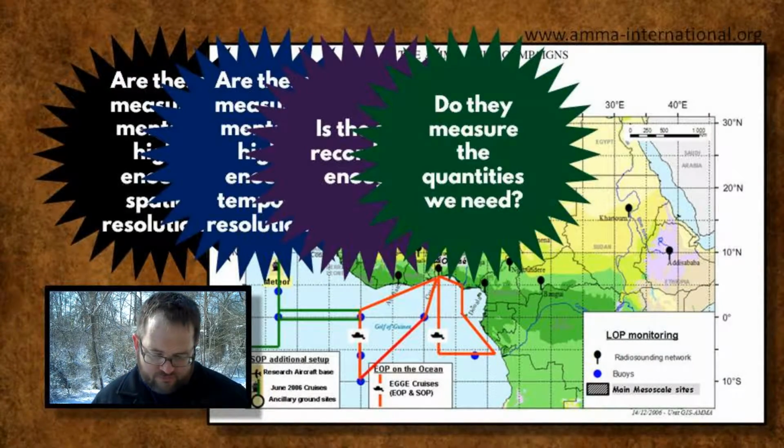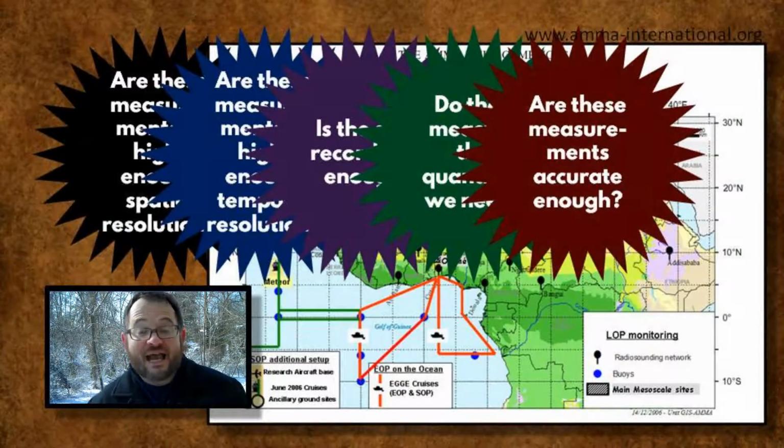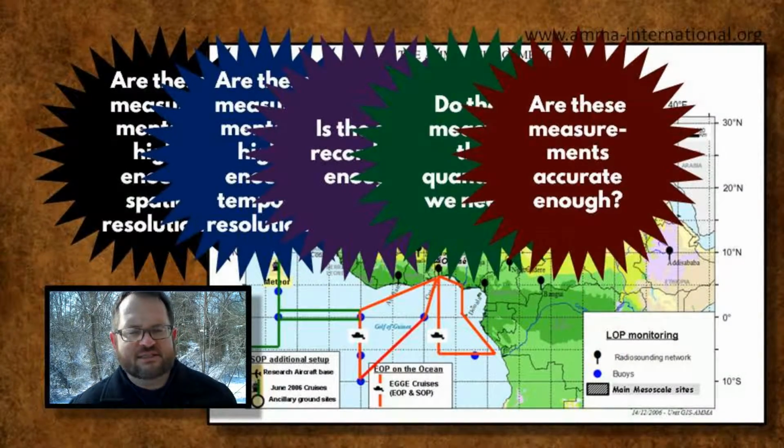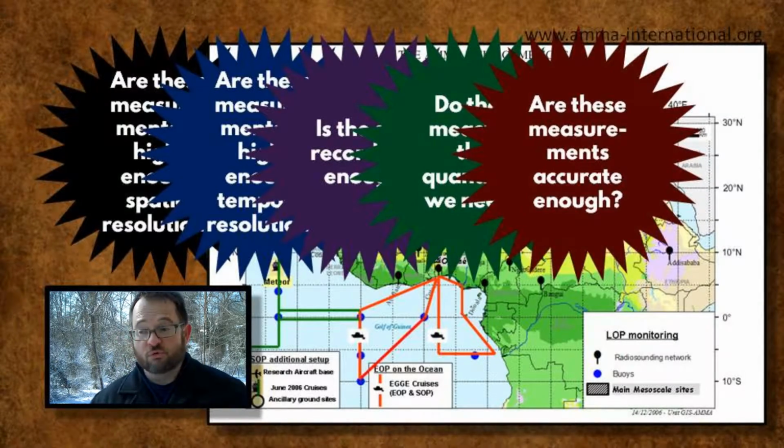Are these measurements accurate enough? If I need my temperature data to be accurate to at least 1/10 of a degree Celsius in order to know if the changes are happening, and they only measure it to a degree, this isn't good enough.